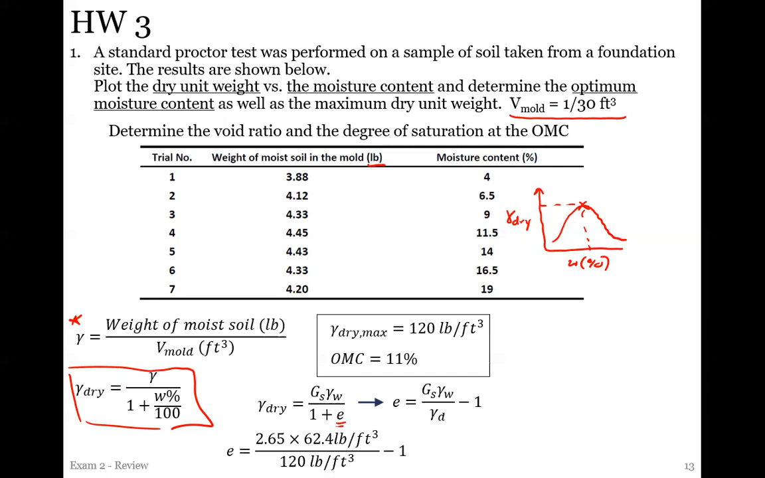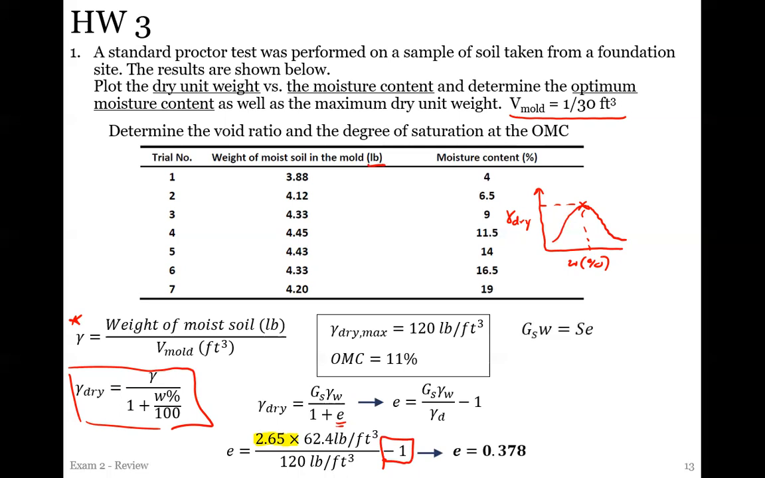And with this, I don't remember if I said to assume 2.65 or not in the problem statement. Okay, good. So you'd assume this, and then do not forget this one right here. We can find our void ratio that way. The void ratio should be about 0.378.